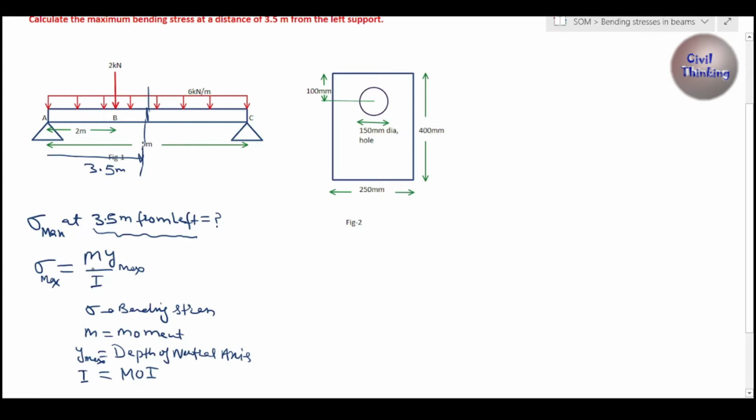We have to find the moment, we have to find y max, and we also have to find I. We have to find these three terms, then we will be able to find the maximum bending stress at 3.5 meters from the left. Let me also write this equation here: sigma max is equal to M multiplied by y max divided by I, where I is the moment of inertia. Let me erase all of that.